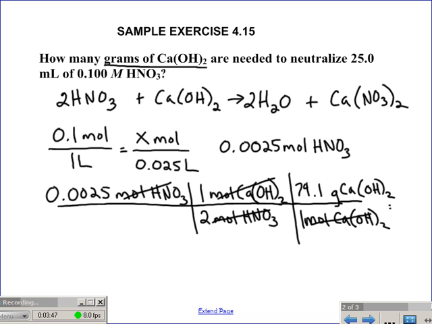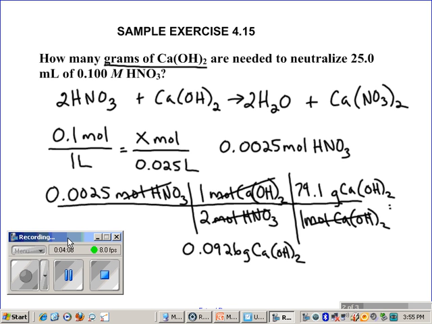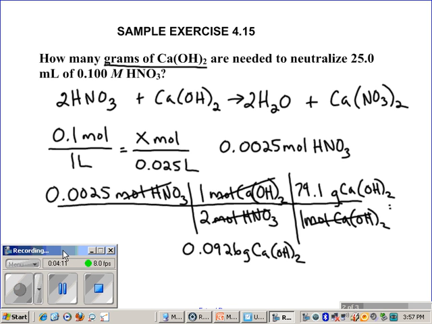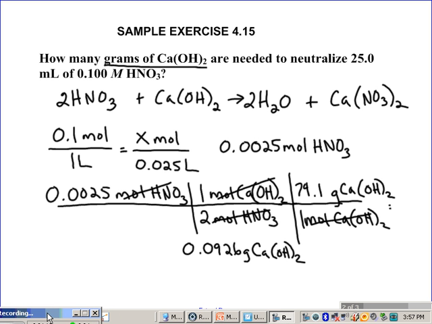So now I do the math. And I get 0.0926 grams of calcium hydroxide. So our final answer is 0.0926 grams of calcium hydroxide. That's how much would be needed to neutralize. So 100% salt and water neutralization of the nitric acid.